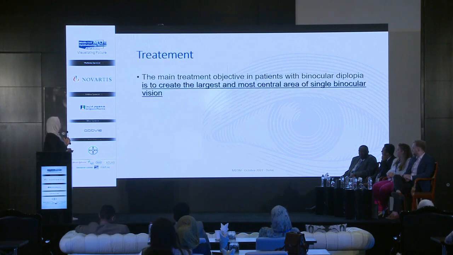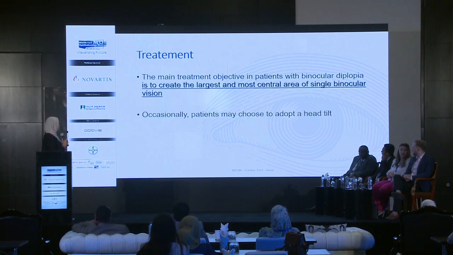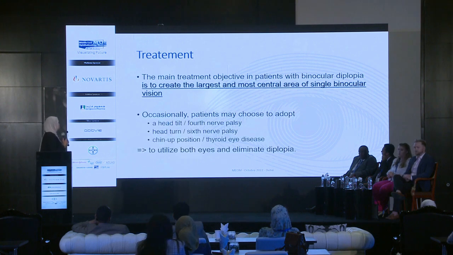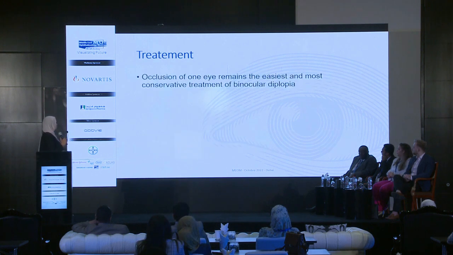The treatment objective is to create the largest and most central area of single binocular vision. Occasionally, patients may choose to adopt a head tilt to use both eyes and eliminate diplopia. The symptomatic treatment that we begin with is occlusion of one eye. It's the easiest and most conservative treatment of binocular diplopia.